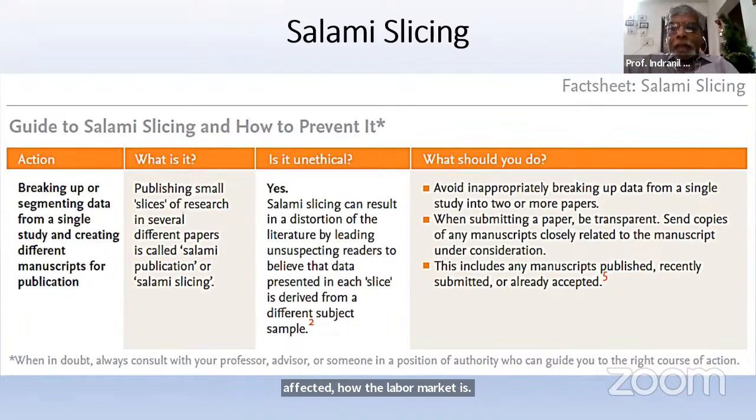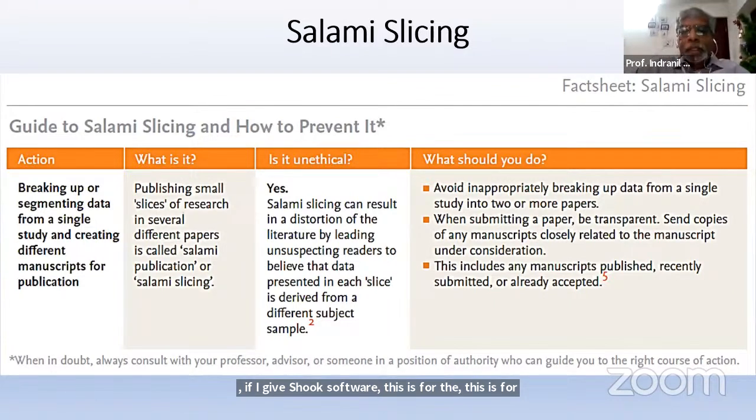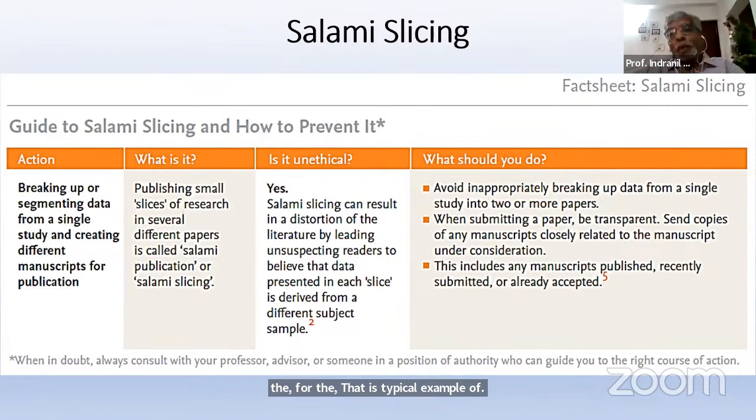On the other hand, if I give separate studies, this is for macroeconomics, this is for the capital market, this is for the labor market, that is a typical example of salami slicing. Because in that case, we are actually distorting your research output.